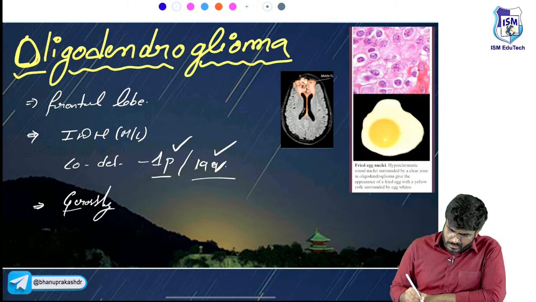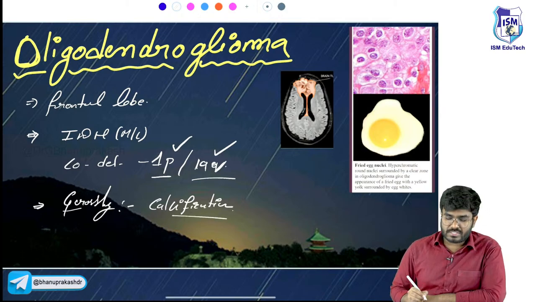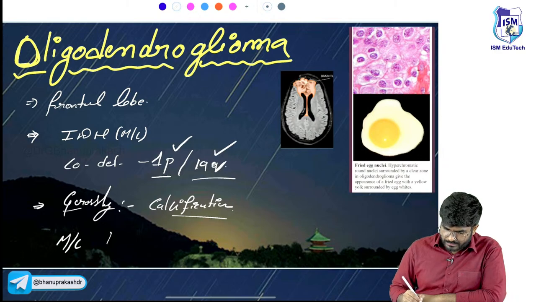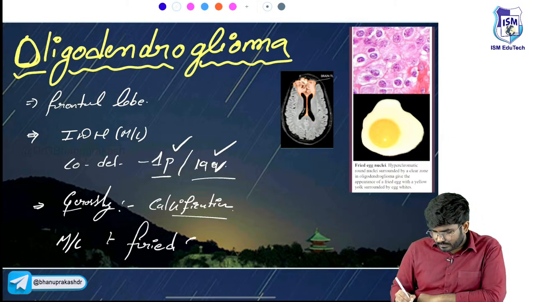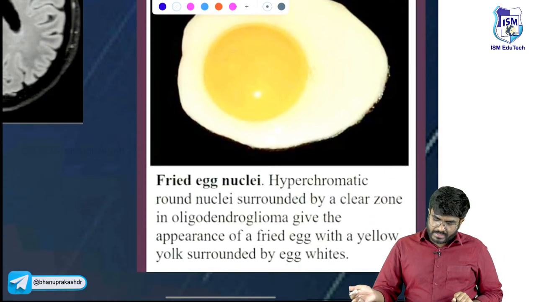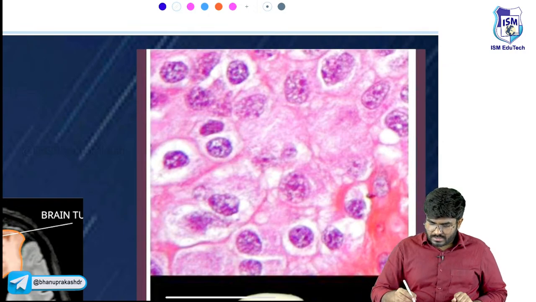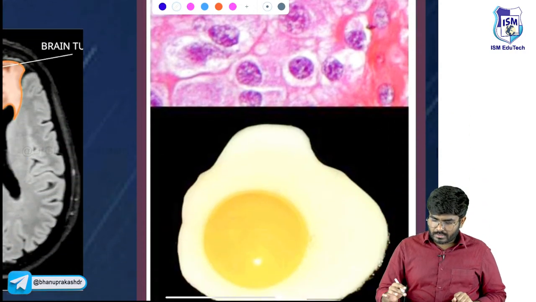This brain tumor is going to have calcifications. On microscopic examination, what will you see? The microscopic examination is going to show the fried egg appearance. This is the fried egg, just like an omelette. Now see here how the tumor cells look. This is the nucleus and this is the cell, so it looks like a fried egg.